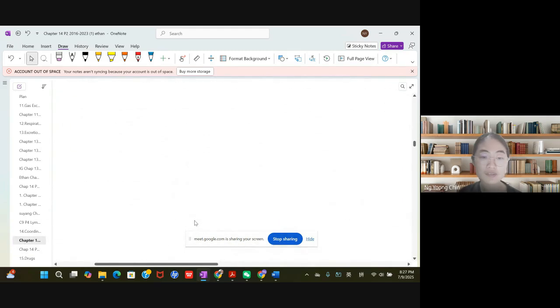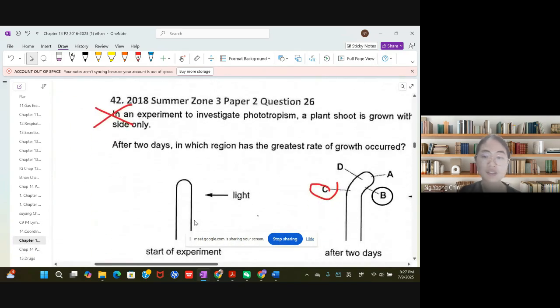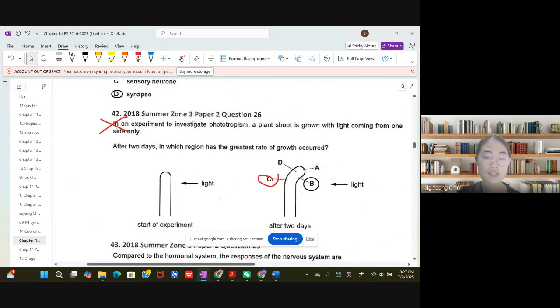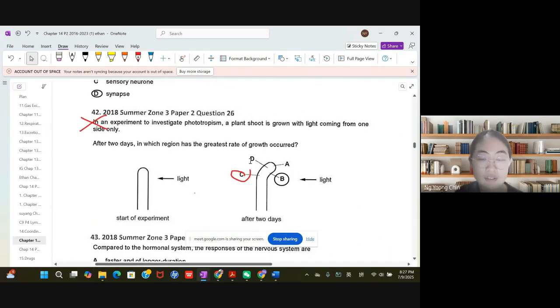Okay, continue. For this one, phototropism: the plant shoot is grown with light coming from one side only. Which region shows the greatest rate of growth? So that is actually C. Why is it C and not B?